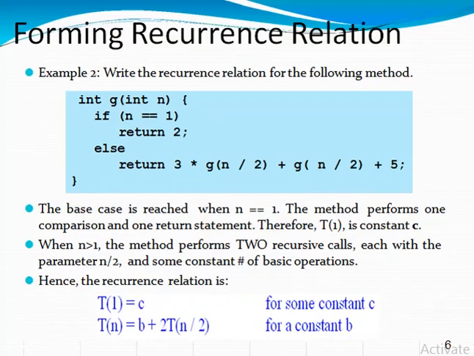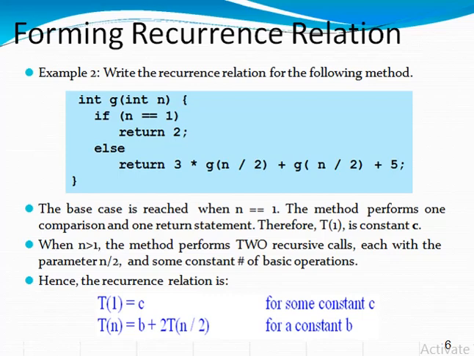Forming a recurrence relation, continuing with the second example. Again a recursive method, but the example is quite different: g of n by 2 plus g of n by 2 plus 5 and so on. Definitely n is greater than 1, so the base case is for n equal to 1. The method performs one comparison, and of course if n is equal to 1, there should not be more than one comparison. Therefore T of 1 is a constant c.